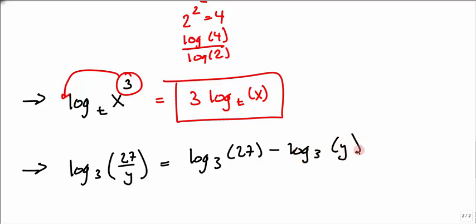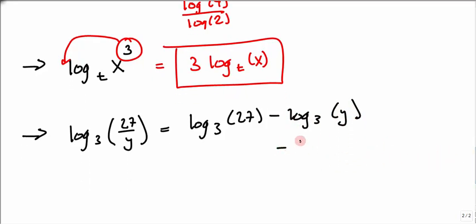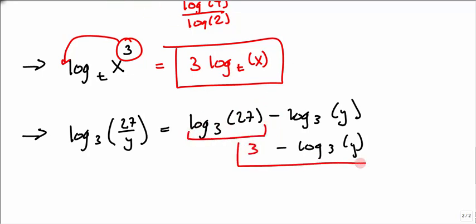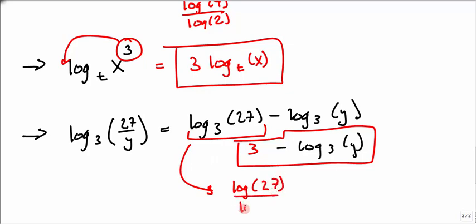Okay, now log base 3 of y I can't do anything else with. But log base 3 of 27 says 3 to what power is 27? And the answer is 3, so this is my answer. 3 cubed is 27. Now if you weren't sure about that, you would just take log of 27 divided by log of 3. And remember, the 3 does not cancel into the 27. You just need to simplify that expression.